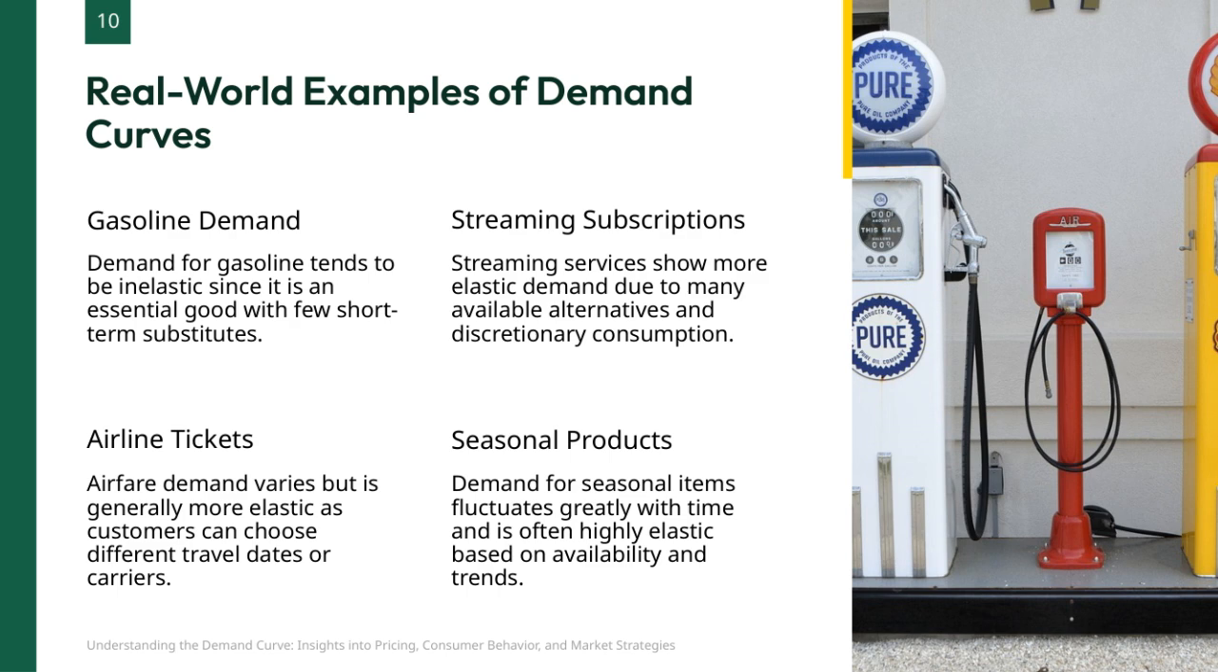Since there are many competitors and it's often a discretionary expense, consumers can easily switch services or opt out if prices rise. Airline tickets show elastic demand as well because travelers have flexibility. They can choose different dates, airlines, or routes based on price changes. Lastly, seasonal products have highly elastic demand that fluctuates dramatically with time, driven by availability and changing trends. These examples really help us understand how elasticity varies depending on the nature of the product or service.